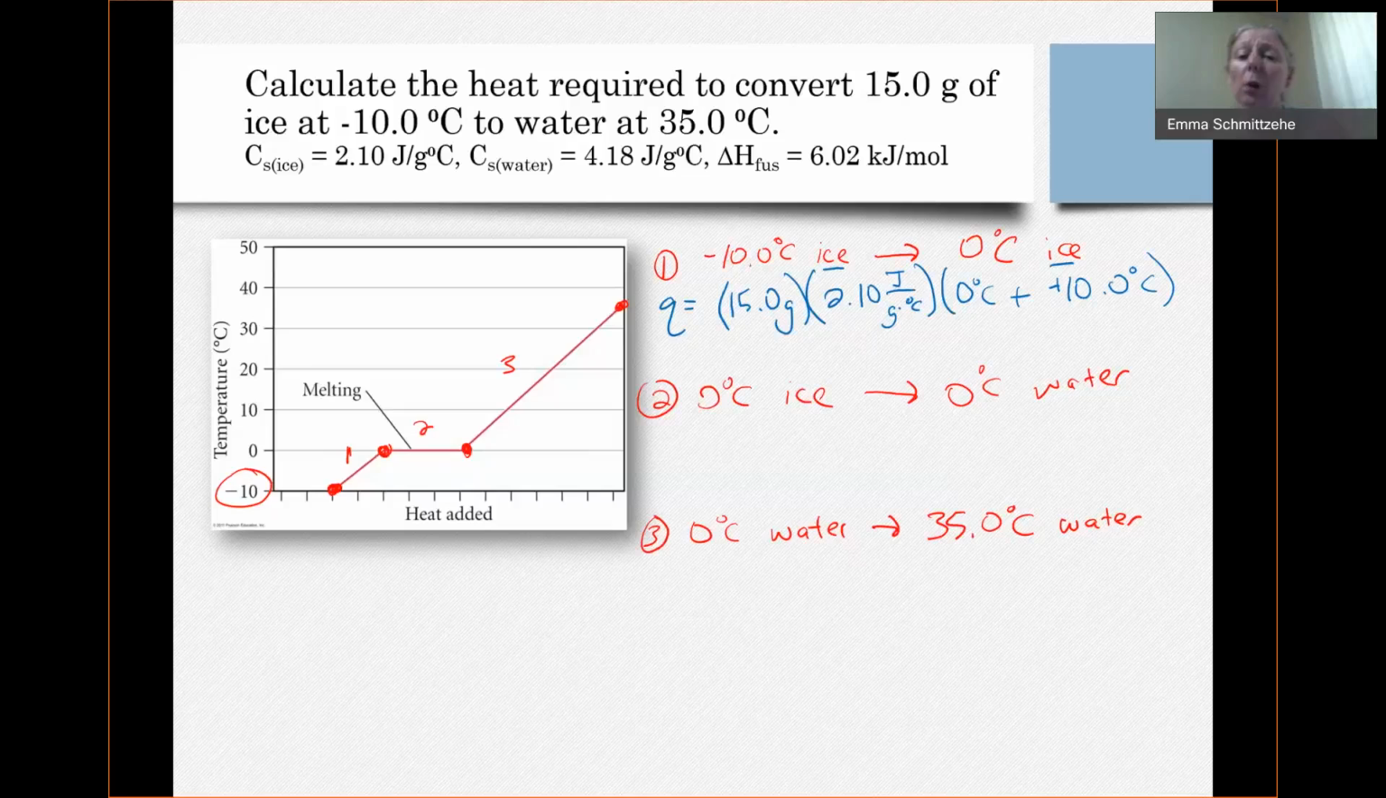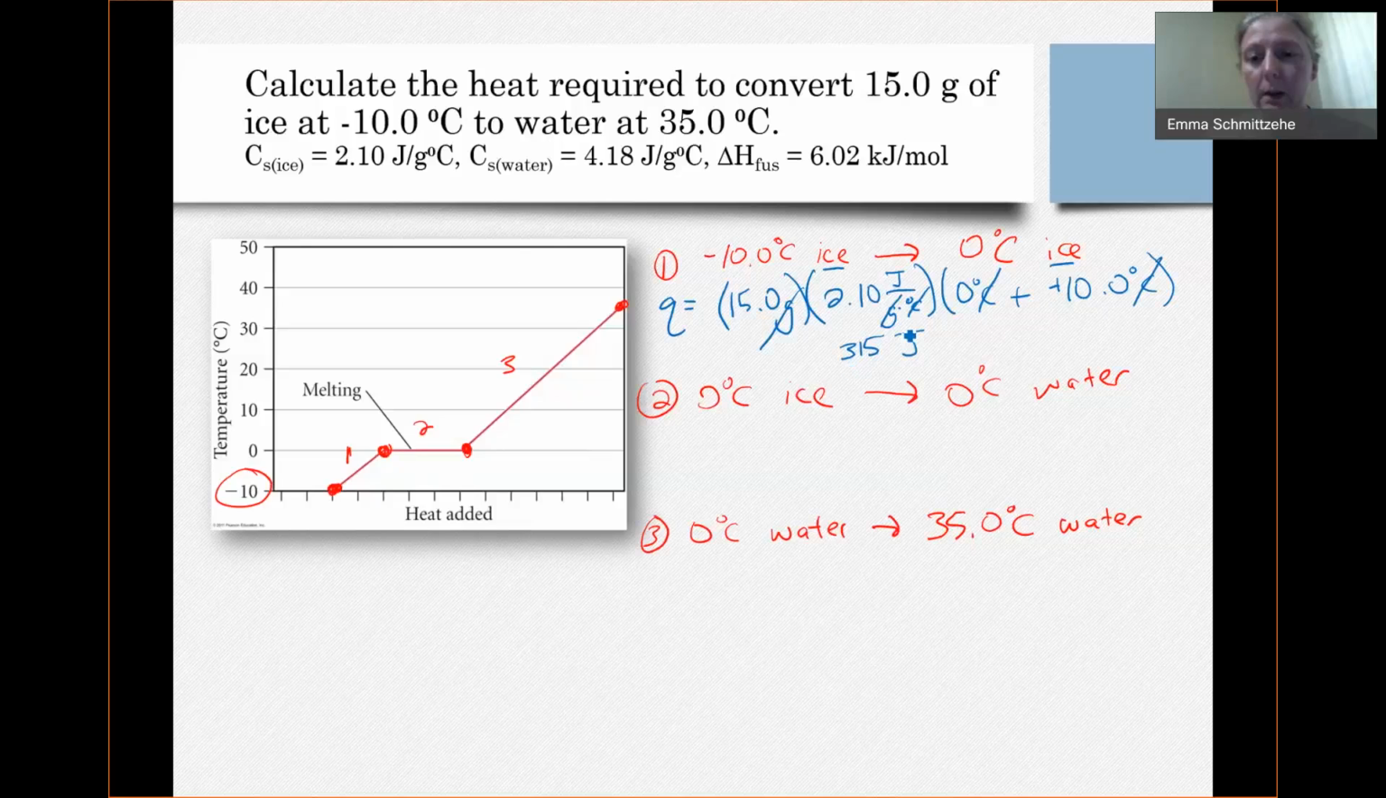So we could go through and calculate that, and we would have 15.0 times 2.10 times 10.0. And so that gives us 315. And if you look at your units, the grams cancel, the degrees C cancel. And so that gives us joules.